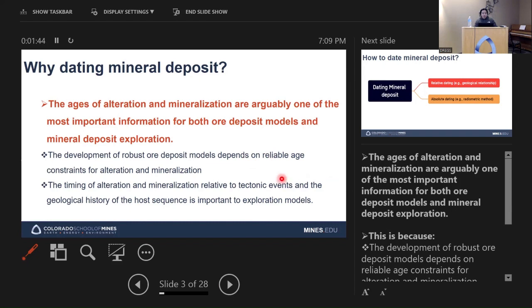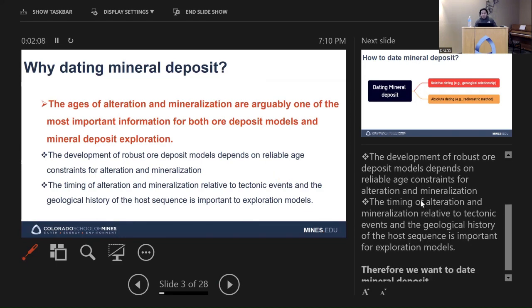This is because the development of a robust ore deposit model depends on reliable age constraints for alteration and mineralization, and the timing of the alteration and mineralization relative to the tectonic events. And the geological history of the host sequence is important to the exploration models. So dating the mineral deposit is important for us.